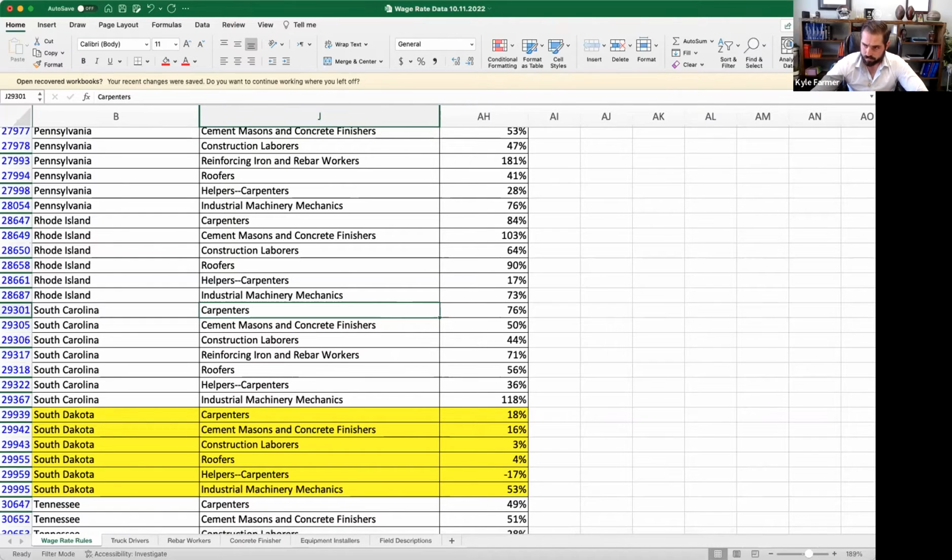So this question: there's no rebar worker SOC code in South Dakota. So does it go by federal average? That's right. It would go by federal average.